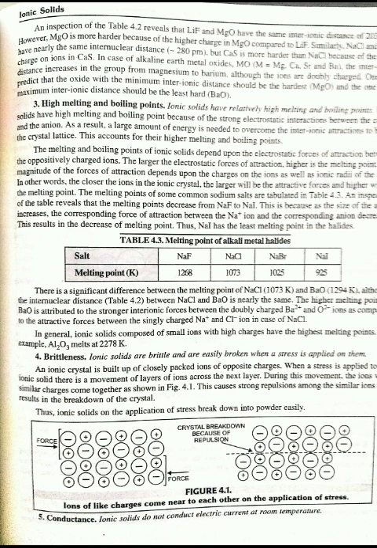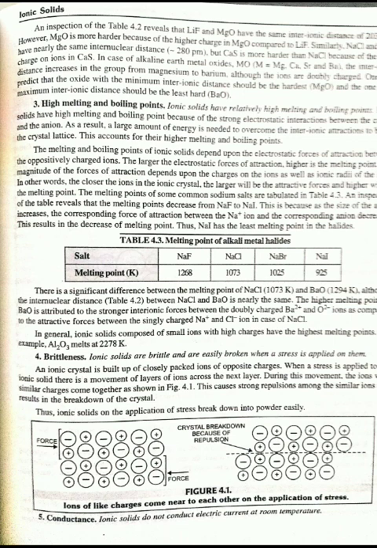In case of alkaline earth metal oxides MO, where M is equal to Mg, Ca, Sr and Ba, the interionic distance increases in the group from magnesium to barium, although the ions are doubly charged. One can predict that the oxide with the minimum interionic distance should be harder, MgO, and the one with maximum interionic distance should be the least hard, BaO.